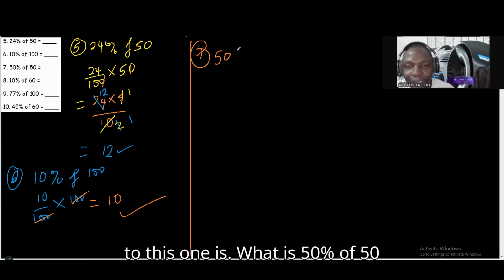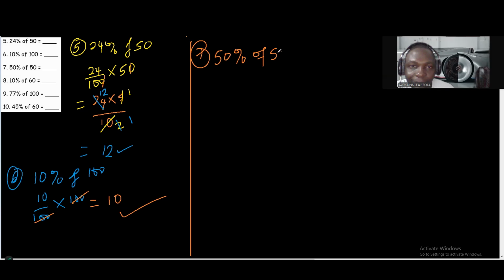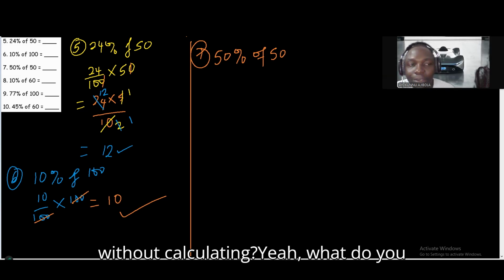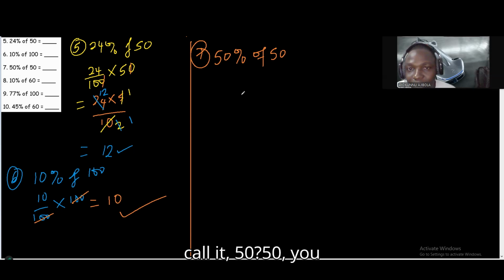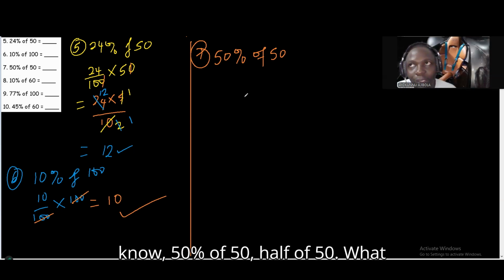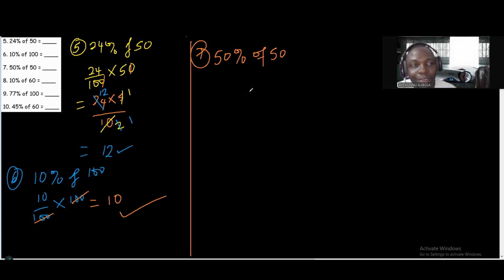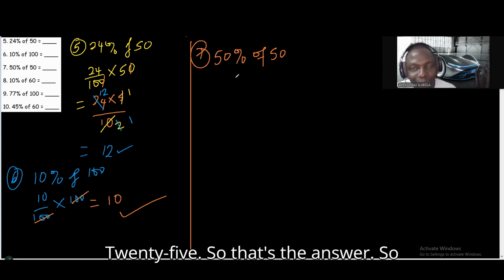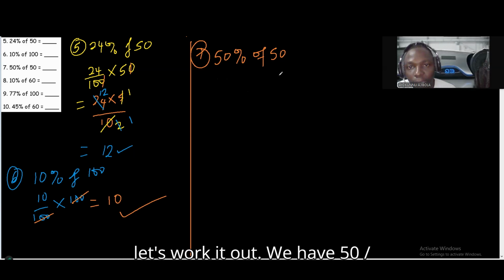Now you should know what the answer to this one is. What is 50% of 50, without calculating? 50% of 50 is half of 50. What is half of 50? 25. So that's the answer. So let's work it out.